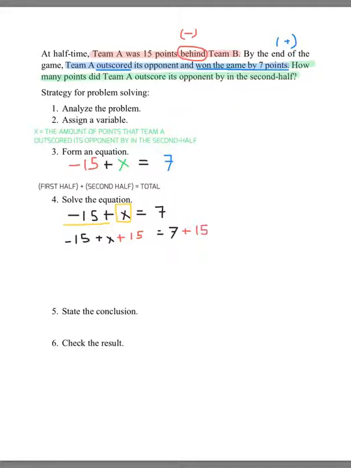On the left-hand side, the negative 15 and the positive 15 simplify out, and we're left with simply x. And on the right-hand side, all we need to do is simplify 7 plus 15. So we'll do that off to the side as scratch work. 15 plus 7.